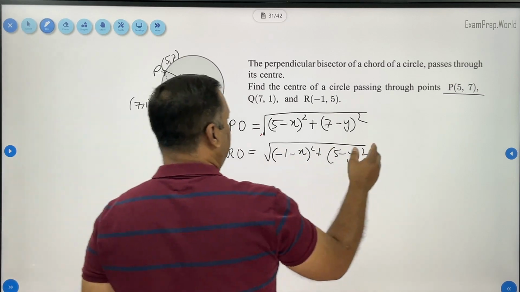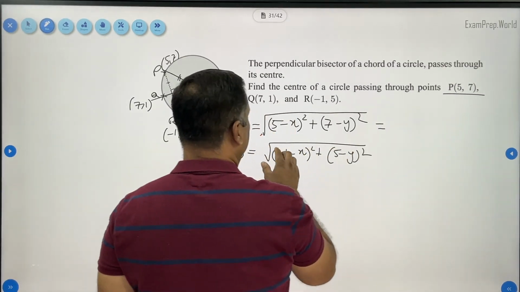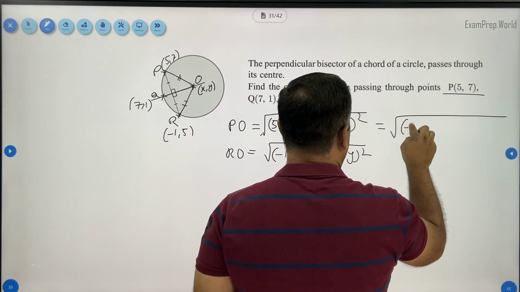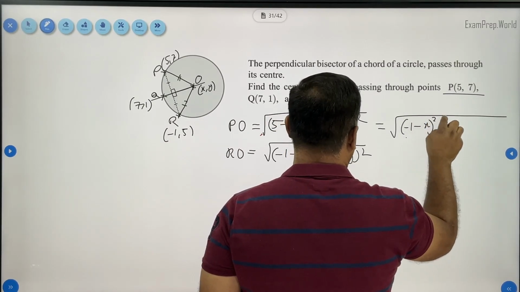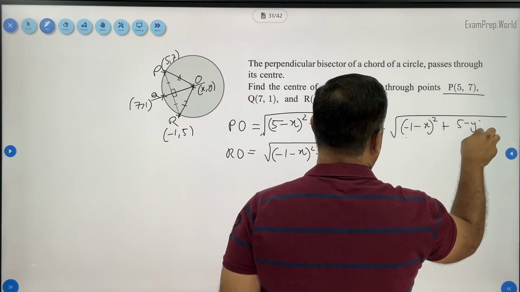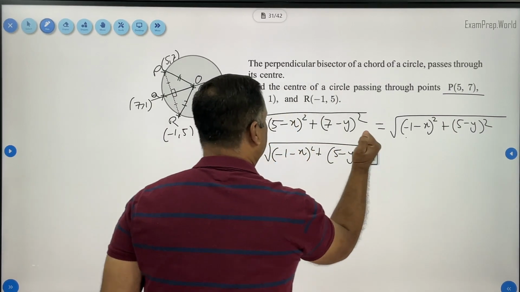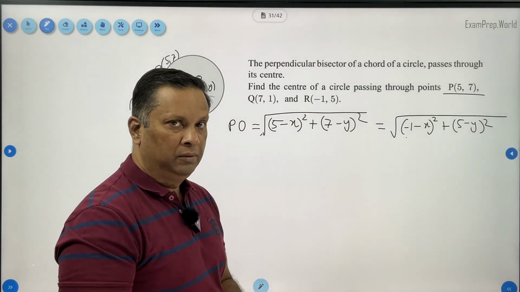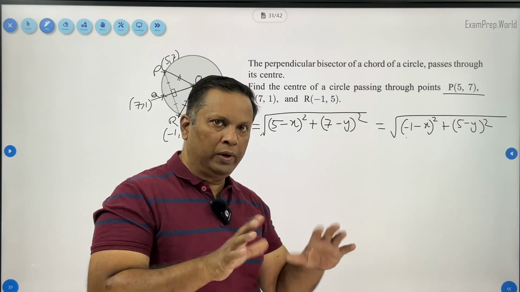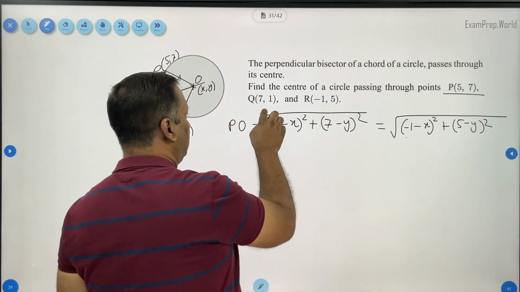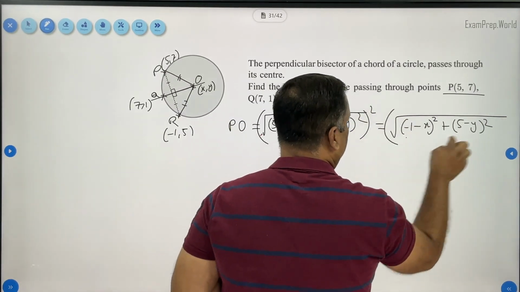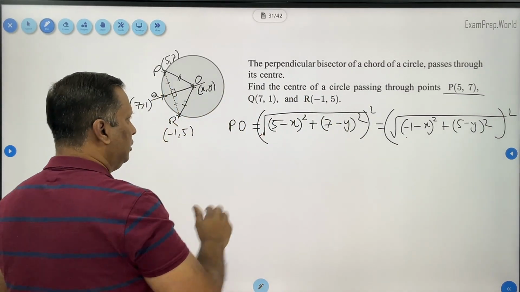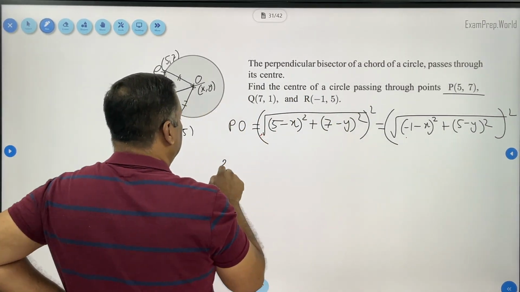So when we equate this, I will write it here, this whole thing, minus 1 minus x whole square plus 5 minus y whole square, and I will erase it from here. Okay. Now how to get rid of the roots? Square on both the sides. So the roots go, square it, right? So roots gone. So now we just expand.